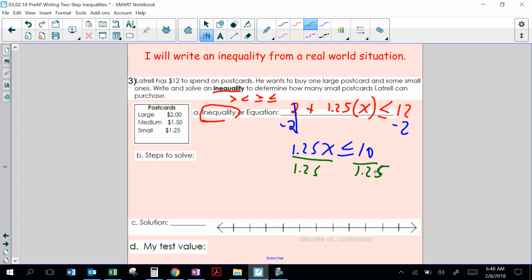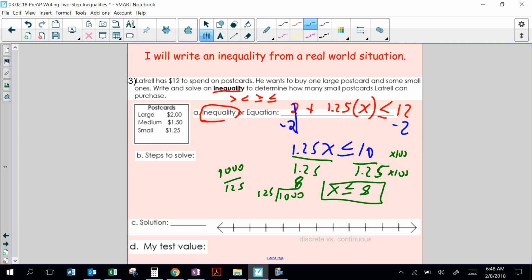What place value is this in? In the hundredths place. So we multiply this by 100. 1.25 times 100 is 125. 10 times 100 is 1,000. So let's divide this. How many 125s go into 1,000? 8 times. So x is less than or equal to 8.